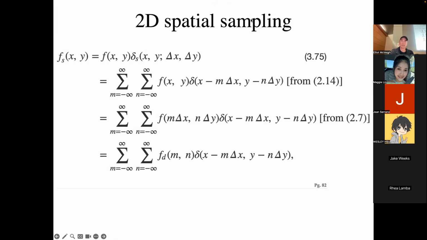Same thing happens in 2 dimensions. Okay, so we have our continuous function in xy. It is the original continuous function multiplied by the 2D delta functions. We can sum that up, and here is the set of discrete values of the function f(x,y).